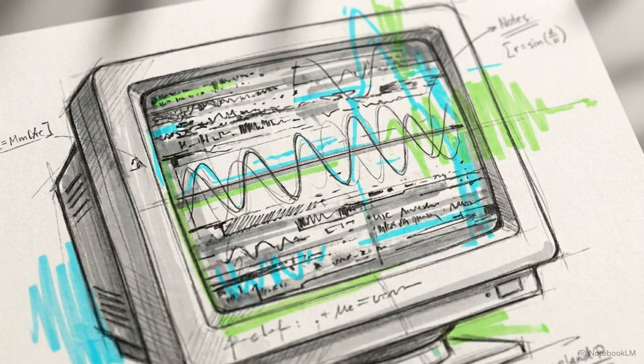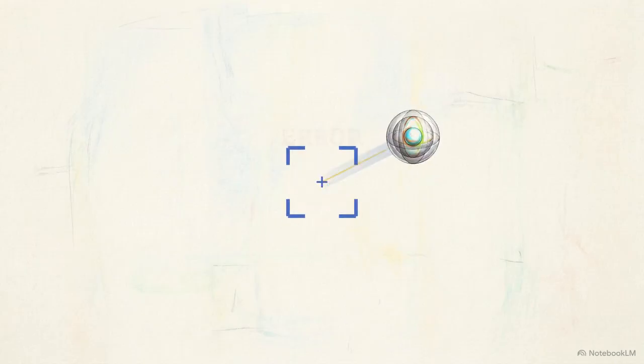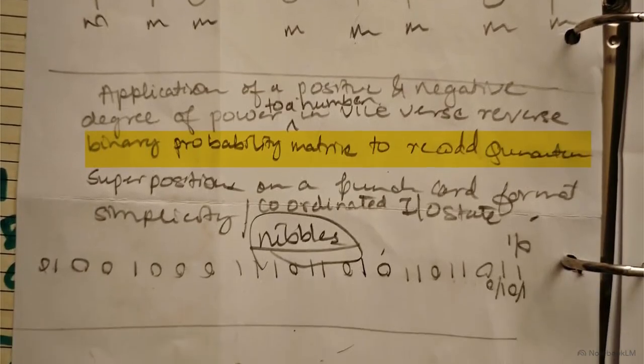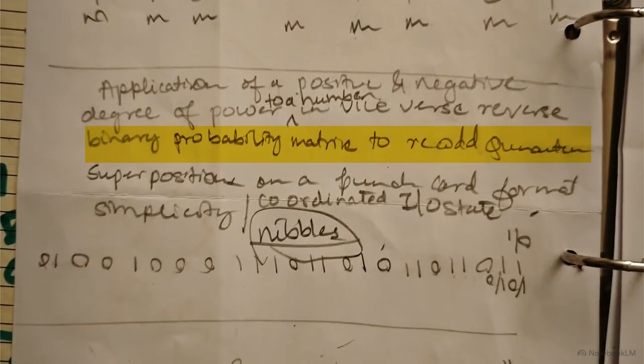This creates a physical recording problem. Our existing hardware demands definitive answers. We need a way to track a system that refuses to pick a single state. These handwritten notes outline a conceptual bridge, a framework labeled Qxbin. The author proposes using what they call a reverse binary probability matrix to solve the recording roadblock.